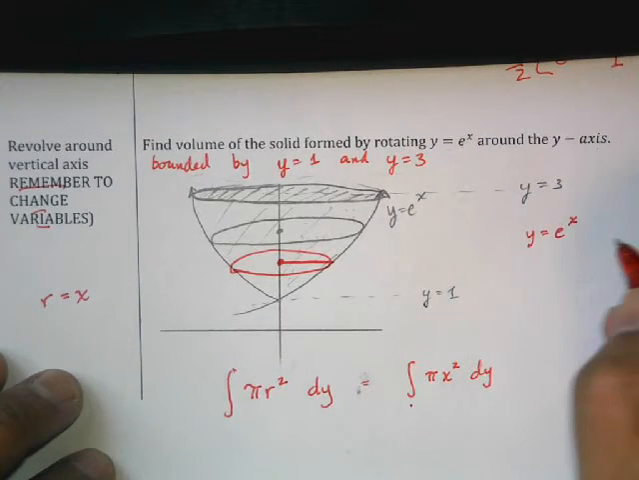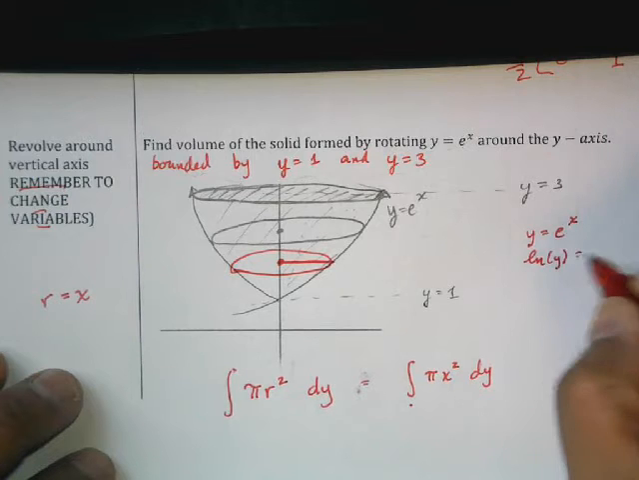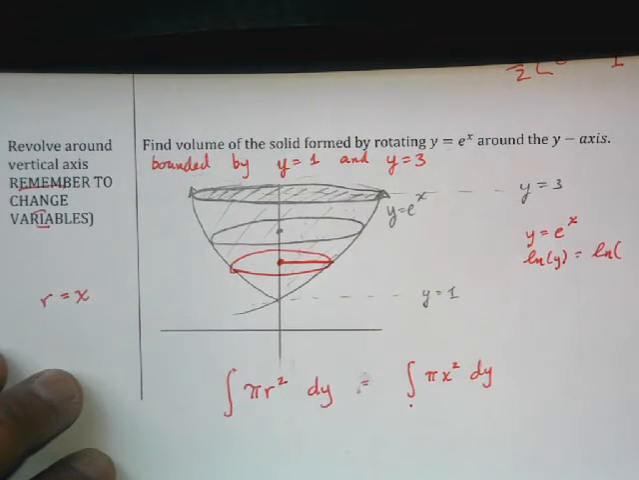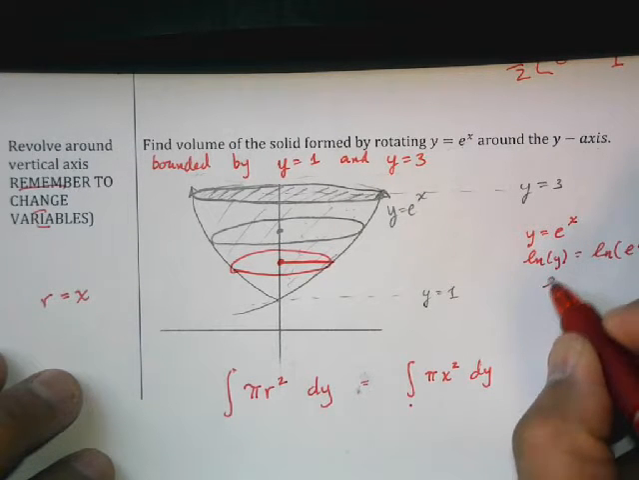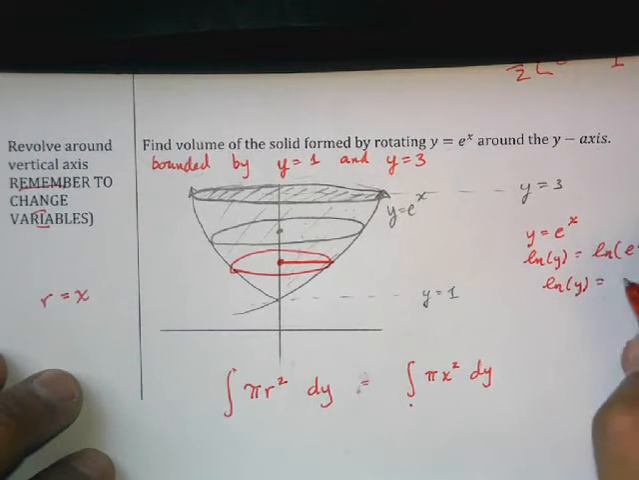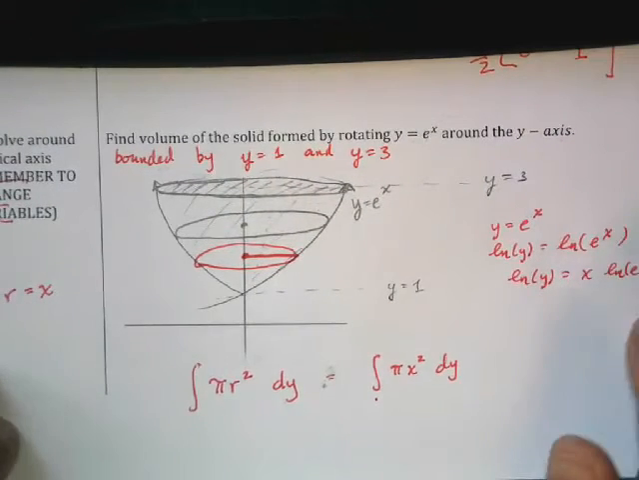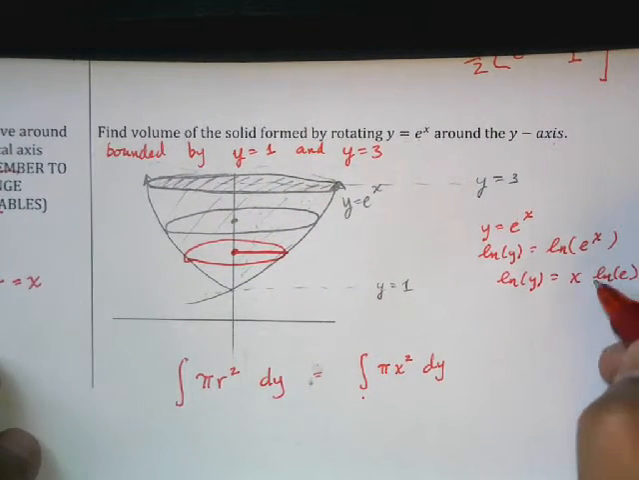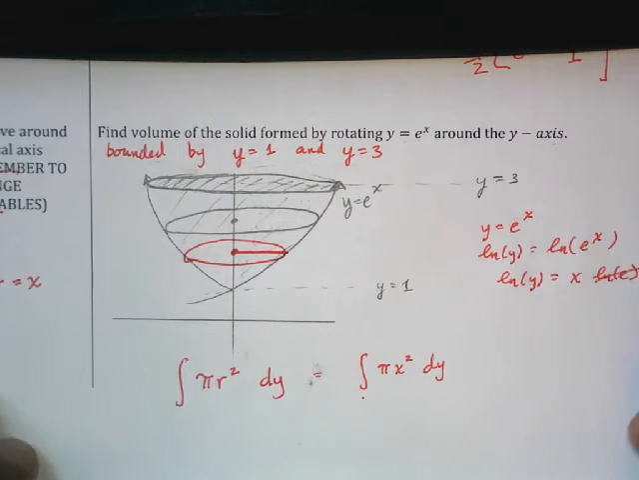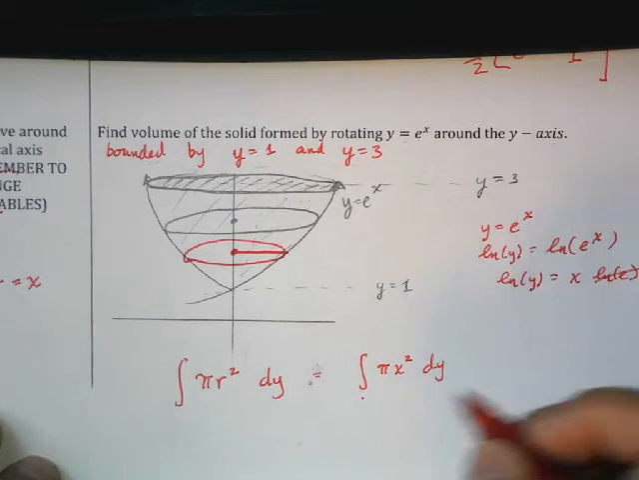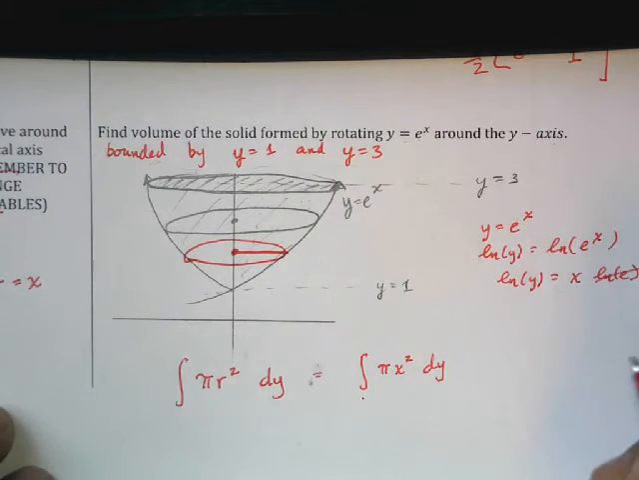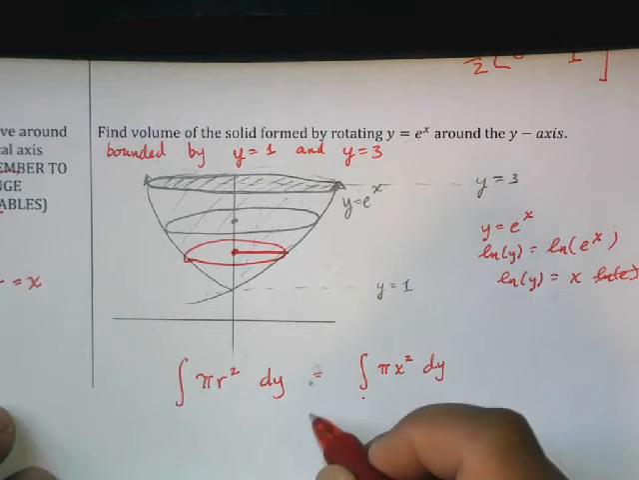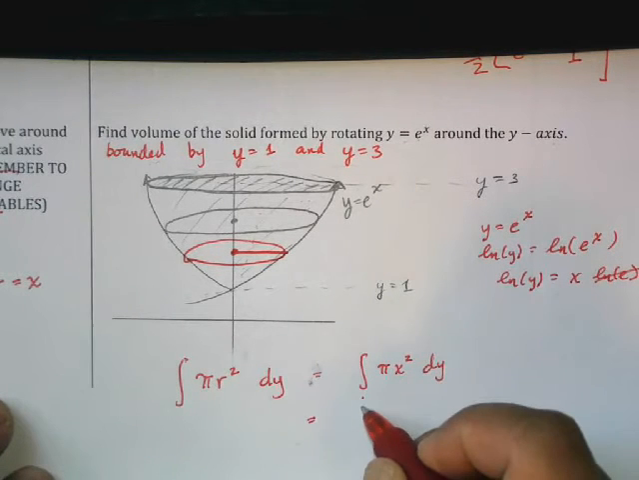y is equal to e to the x. So the natural log of y is equal to the natural log of e to the x. Therefore, the natural log of y is equal to x natural log of e, which natural log of e, remember, is 1. So x is equal to the natural log of y. So we can update our results here.